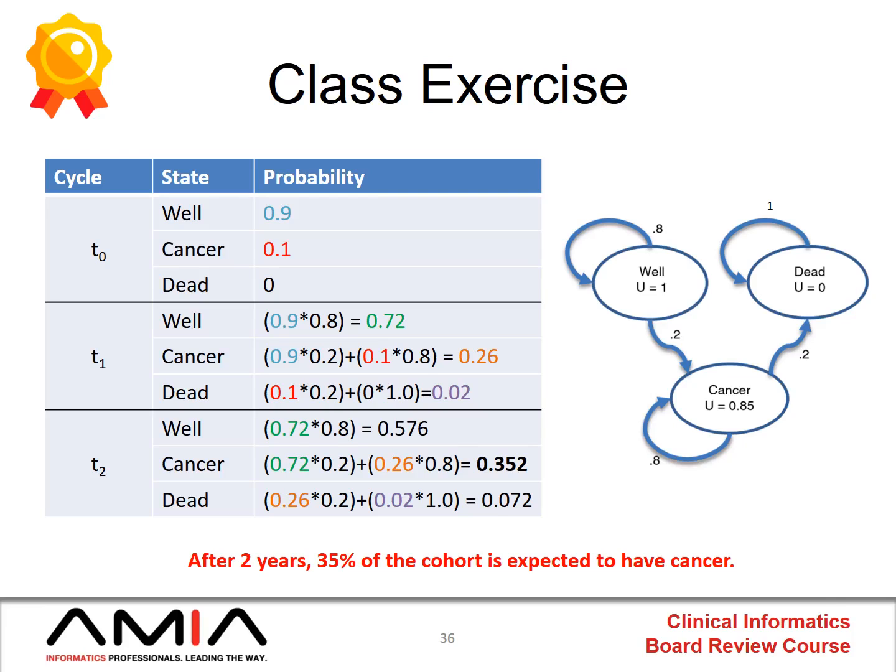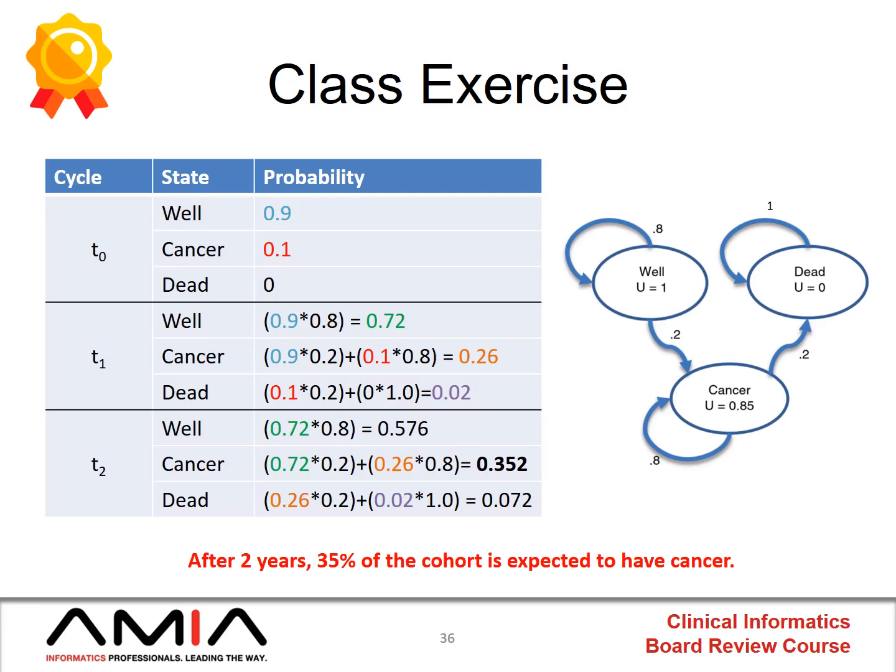Similarly, if we look at the second state of relapse, there's a 20% chance that if you were well, you've now developed relapse. So that's where I get 0.2 times 0.72. There's an 80% chance that if you started out in relapse that you'll stay there. And that's where I get 0.26 times 0.8, for a cumulative probability there of 0.352.